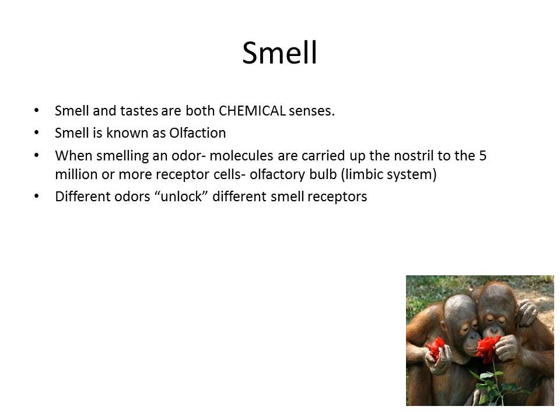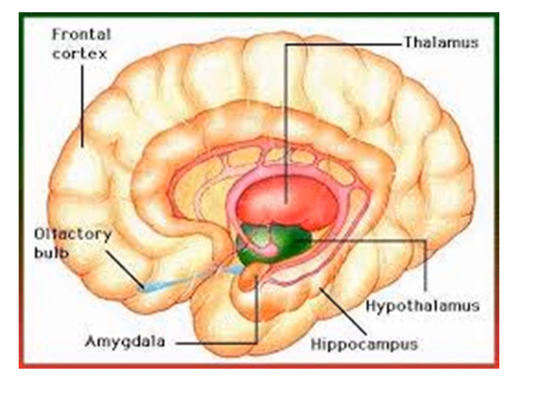Okay, little hairs in the nose are where transduction takes place, and then it's carried to the olfactory bulb, which is in the limbic system. Okay, different odors unlock different smell receptors to help us identify those. Here's an image of the brain that you can take a look at to refresh your memory.